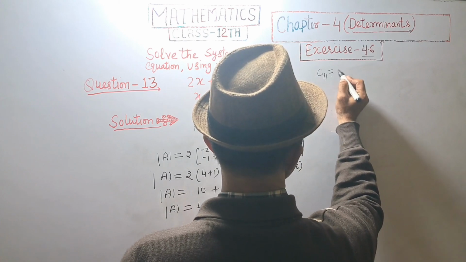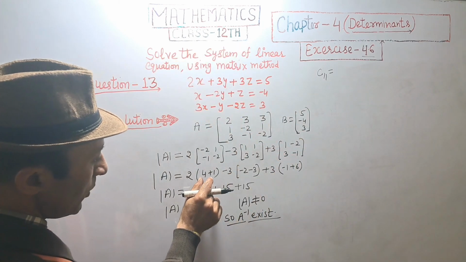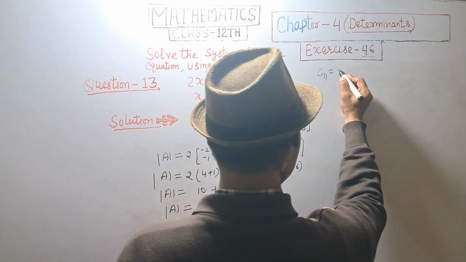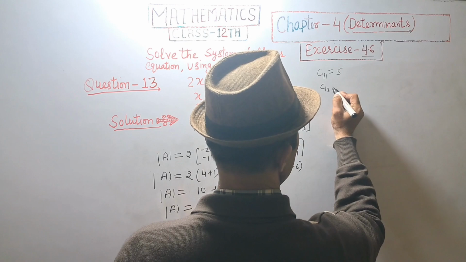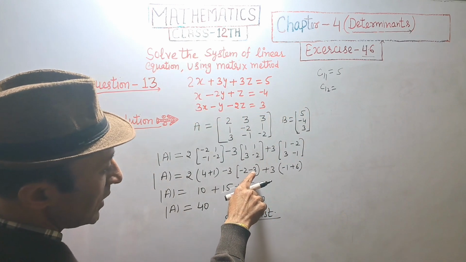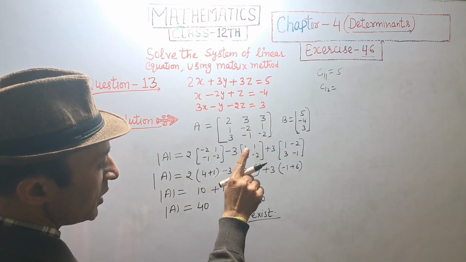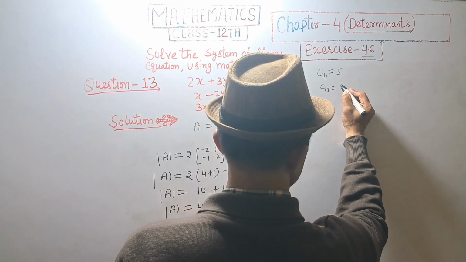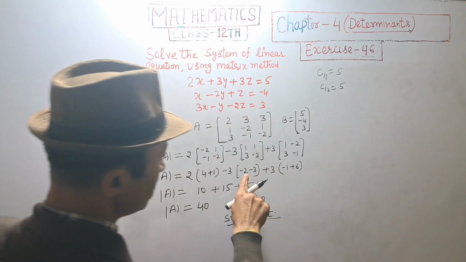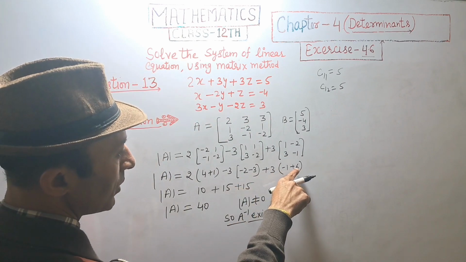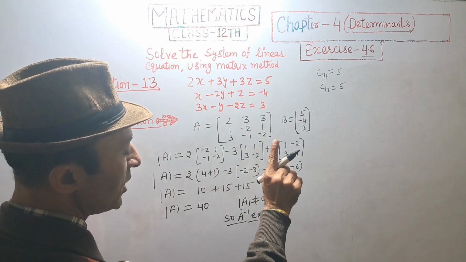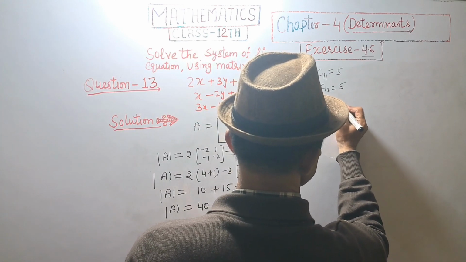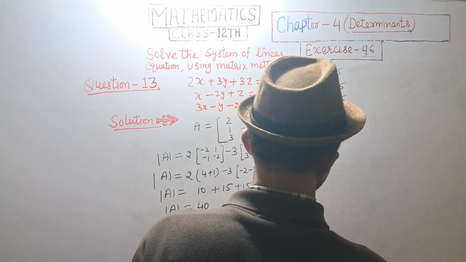C11 is equal to 5. C12 is equal to, that is 3 plus 2 is 5, minus 5, but minus minus, that will be positive 5. And 6 minus 1 is equal to 5, so C13 is equal to 5.